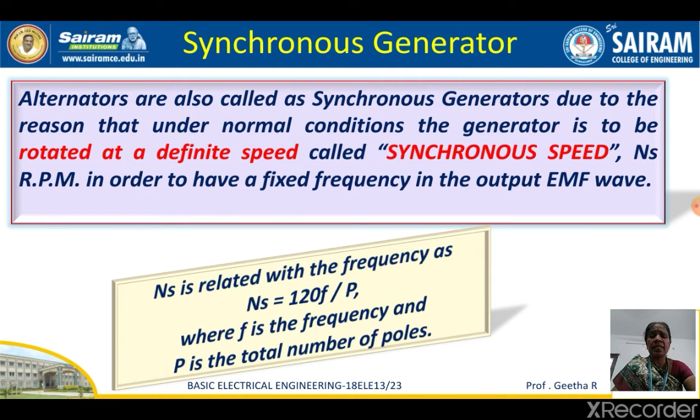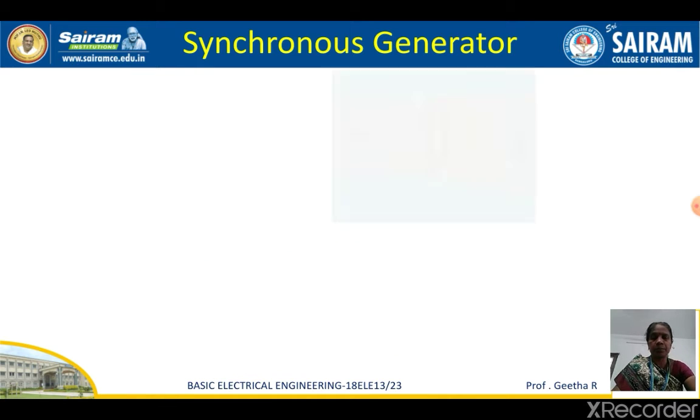Ns is related to the frequency as Ns is equal to 120 f by P, where f is the frequency and P is the total number of poles. So for a particular frequency, by changing the number of poles, you can have different speeds.